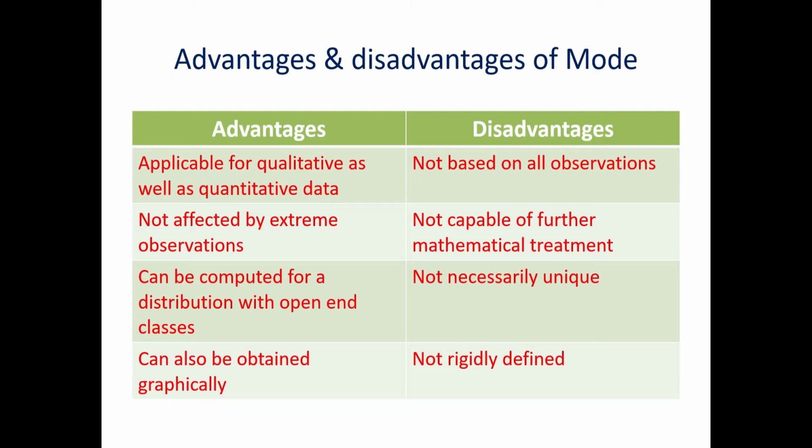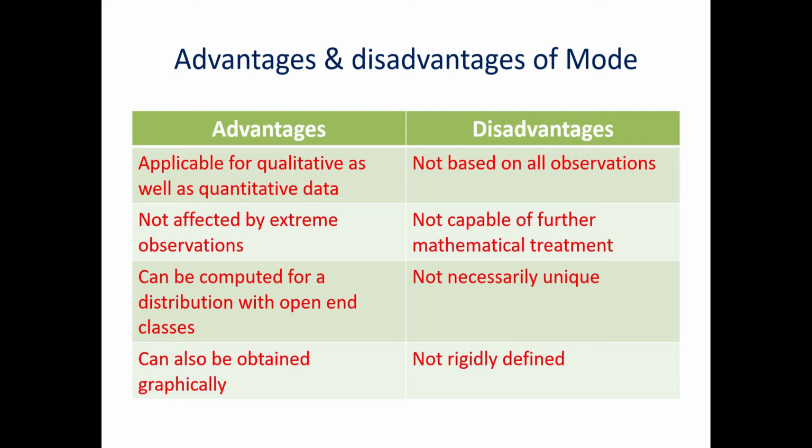Advantages. Number one advantage is applicable for qualitative as well as quantitative data. You can compute it. It is not affected by extreme observation because it is the centralmost value, the number of values it is repeating. So whatever the extreme observation outliers are there, it is unaffected. Can be computed for distribution with open-end classes. So there is no impact of open-end classes, where the mean had an issue.